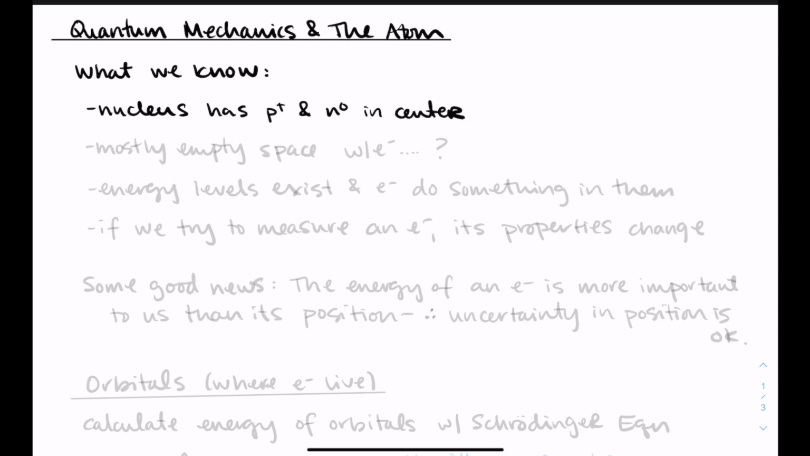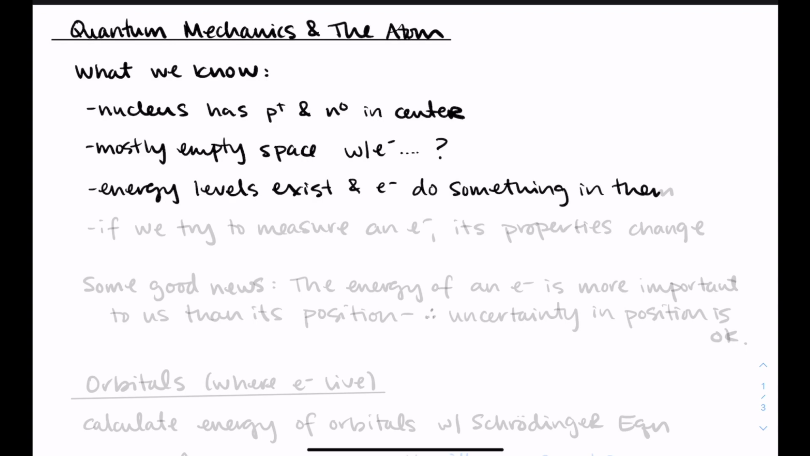So they exist in an energy level, and changing the energy of the atom can change the level the electron is in, but the electron can also move back down. And then if we try to measure an electron, its properties change. If that last sentence seems weird, doesn't quite make sense, make sure you've watched the Dr. Quantum video.